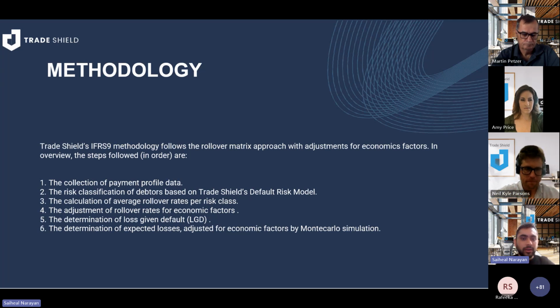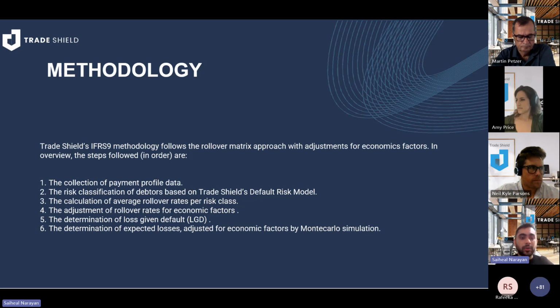So after we classify you into one of our 6 risk classes, we calculate the average rollover rates, basically looking at if I'm currently within terms and I'm risk class one, what's the probability I'm going to move into a default state, 90 days past due? Even though I'm within terms now, I still need an estimate of me moving into a default state.